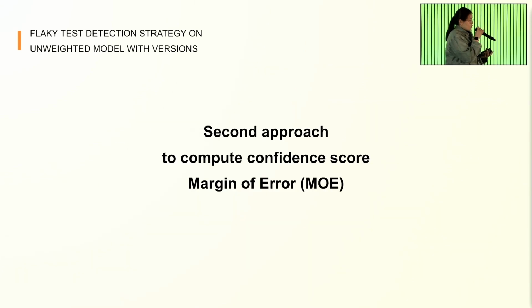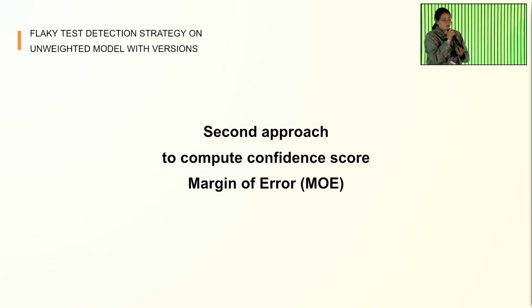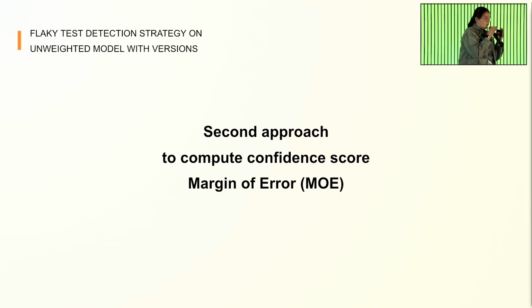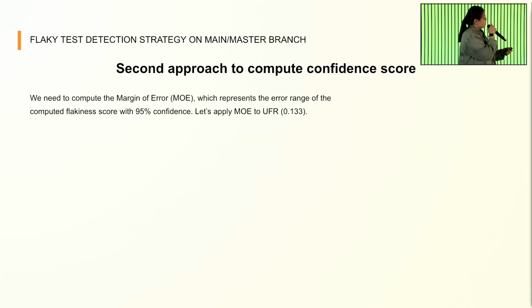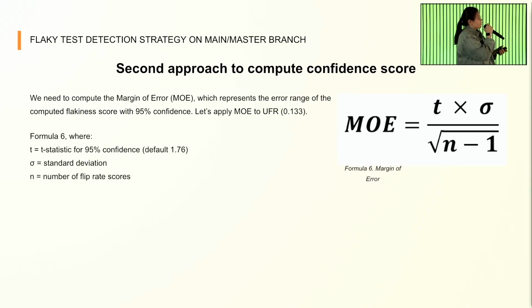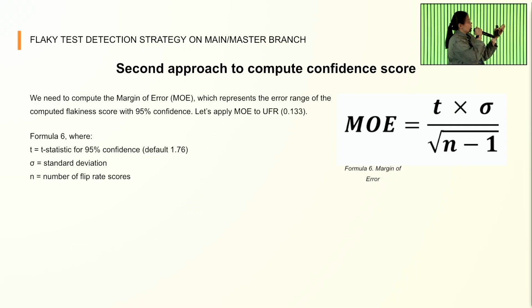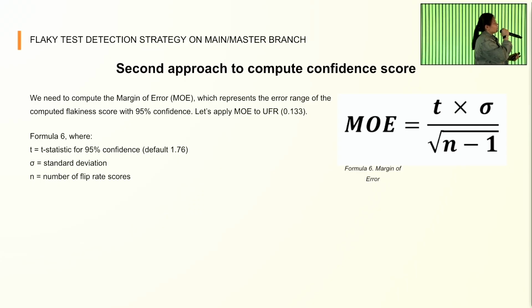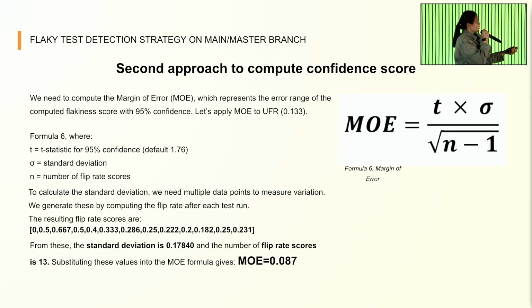And the second approach: if you want to have 95% confidence with very small data, for example, 95% confidence for flip rate 0.13, for that we will use the margin of error. The formula looks like this. The t statistic will be by default 1.76, multiplied by the standard deviation, which we'll compute in the further steps, divided by the square root of the number of flip rate scores, which you can see from here. The standard deviation is 0.17.